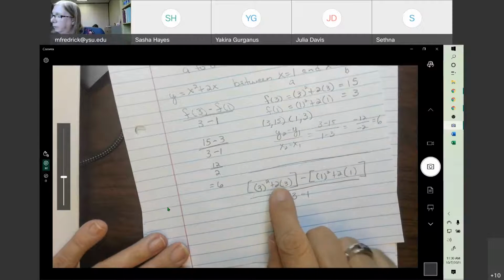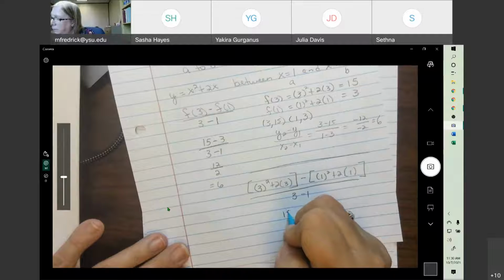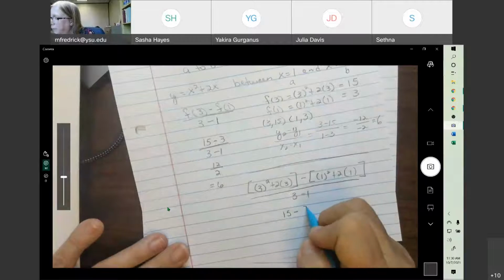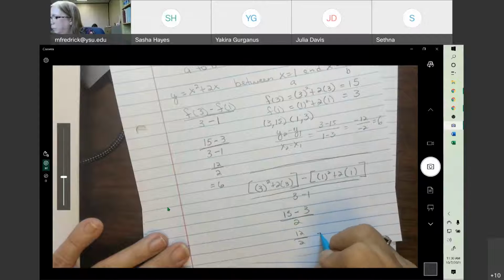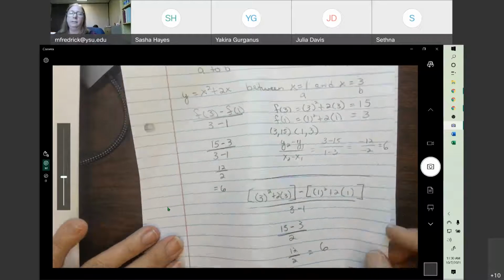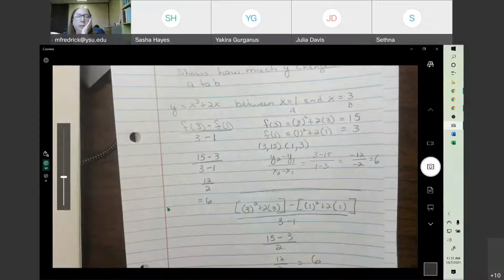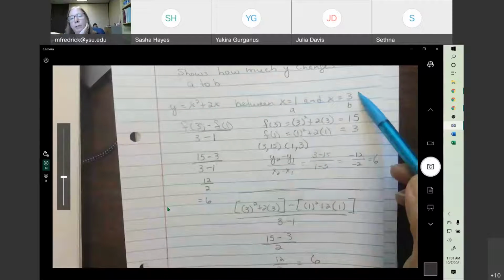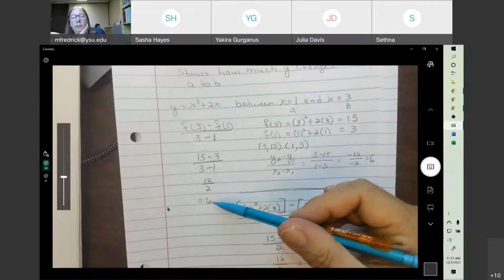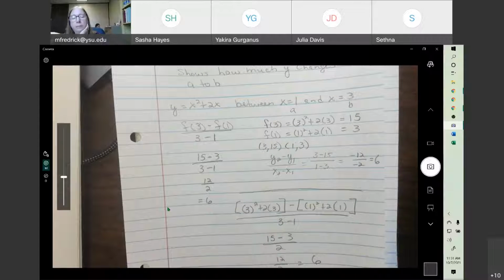If you calculate this, you would get 15 minus 3 over 2, 12 over 2. No matter how you do it, you're getting 6. Any questions on that? Now what it's telling you is as you go from 1 to 3, the y value increases by 6 units. Any questions on that?